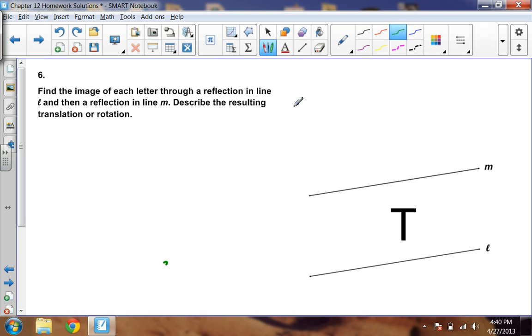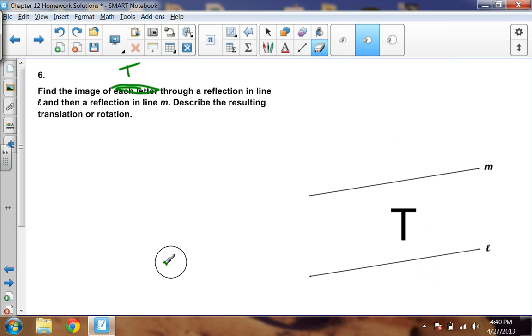Okay, number 6. Find the image of each letter. In this case, it's just this one particular problem. Find the image of the letter T. Let's just say T, through a reflection in line L, and then a reflection in line M. So let's reflect across here first, and then from there, let's reflect across there. Describe the resulting translation or rotation. Now, they don't give you any actual units, so you won't give any units in saying what it is, but you can still give a description based on the notes that we've taken. Okay, I guess you don't want to erase.